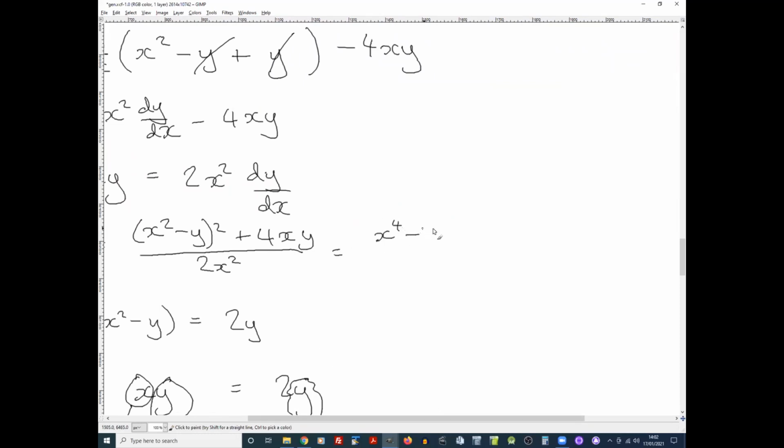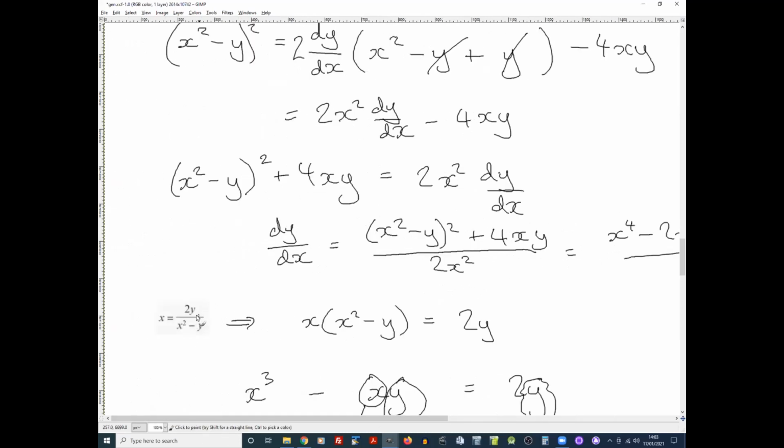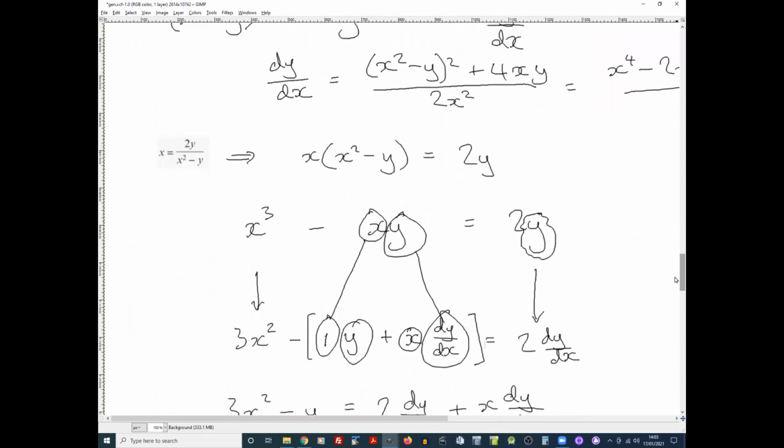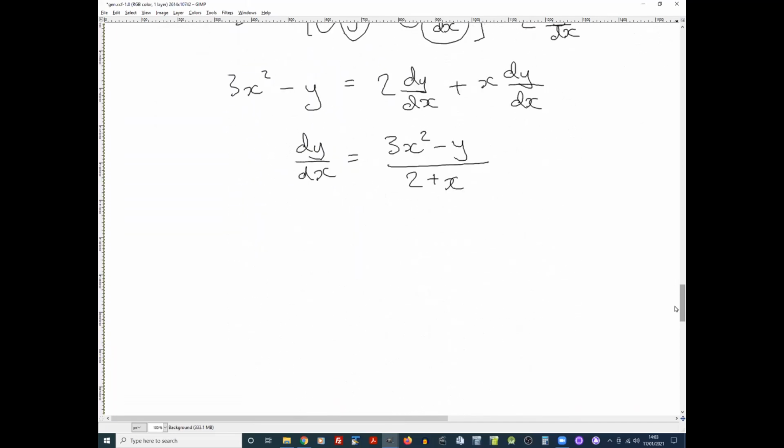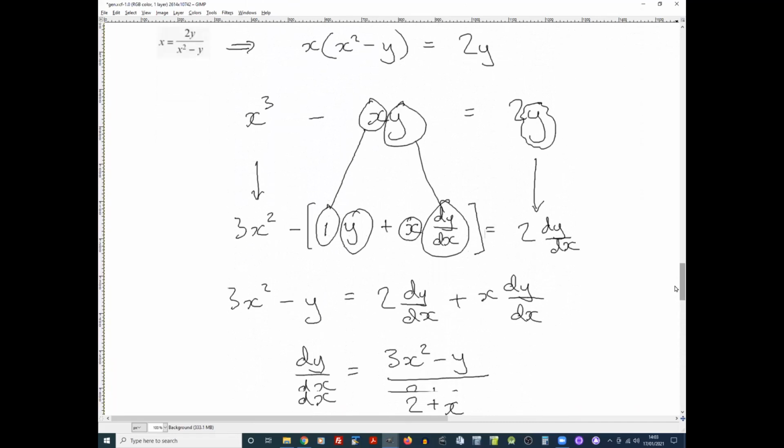x to the 4 minus 2x squared y plus y squared plus 4xy over 2x squared. That's not the same as what we've got down there, is it? Bugger. Or let's do it another way. By the way, in order to confirm either one of those, because we've got a possible error there.